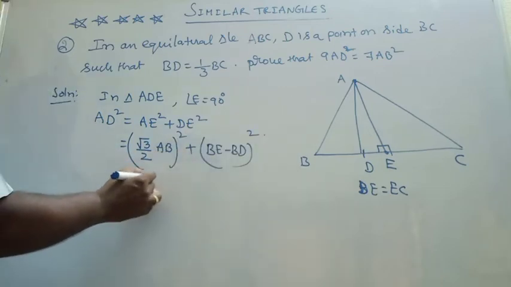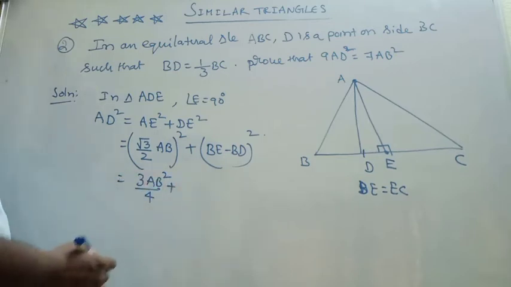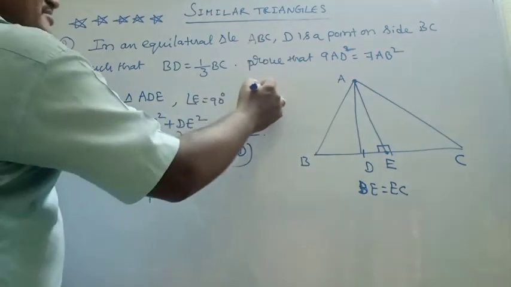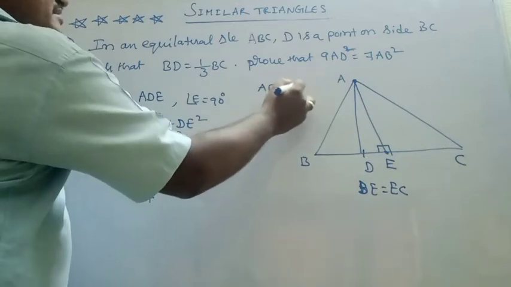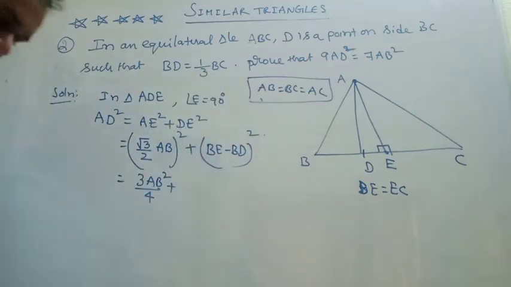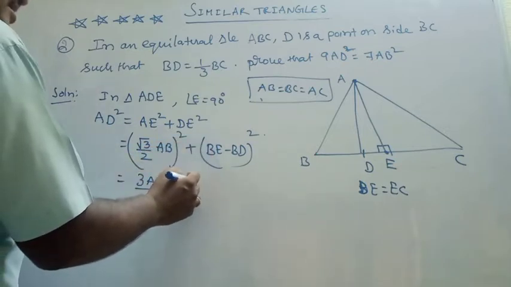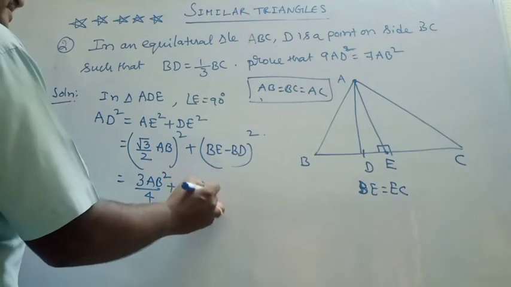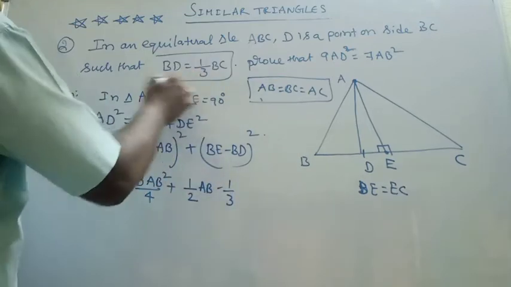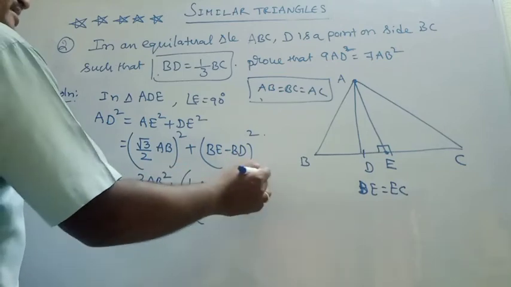Now this is 3AB square by 4 plus BE minus BD whole square. BE is nothing but half of the side BC. BC equals AB equals AC, because it is an equilateral triangle. This is very, very important. So BE is half of BC, that is half of AB, minus BD. BD is 1/3 of BC, which is already given. BC is nothing but AB. This whole square we can write.